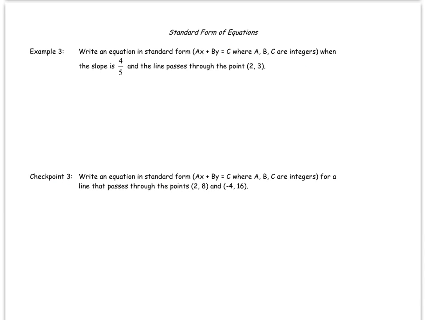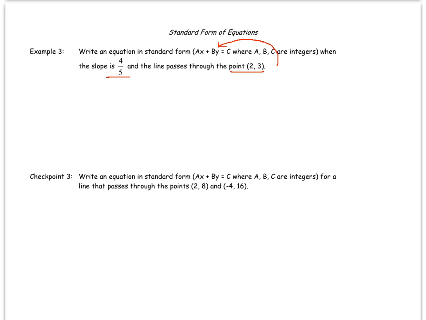Okay, the last example is where we start with standard form. Now standard form, we said A, B, and C are integers. And so we're giving you a slope and a point, and our goal is to get back to something like this, where x and y are on the same side. This is one of those questions that's kind of an extension, but I need you to know how to do that, especially those of you that are thinking of going to pre-calc next year.